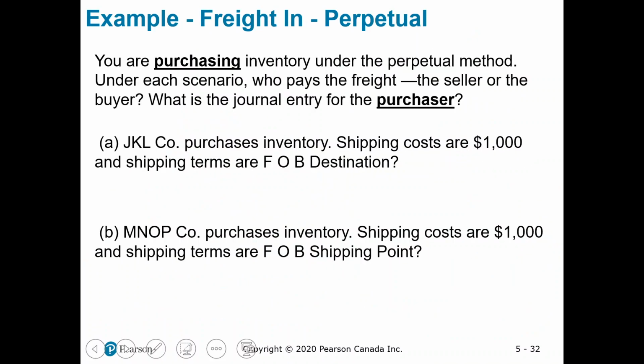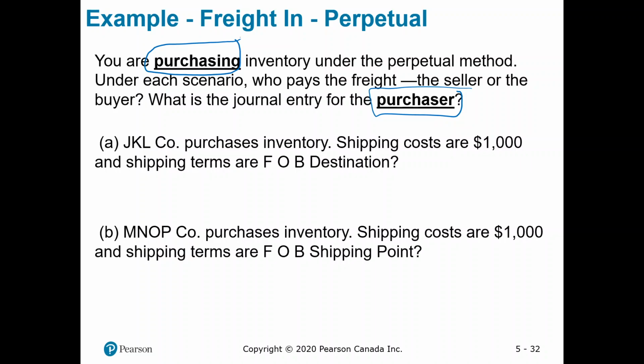Okay, so we need to look at two examples here to know who records these items. So right now we're talking all about purchases. So we are purchasing inventory under the perpetual method. Under each scenario, we need to figure out who pays the freight, either the seller or the buyer, and what is the journal entry for us, the purchaser. So what do we record when we buy this?